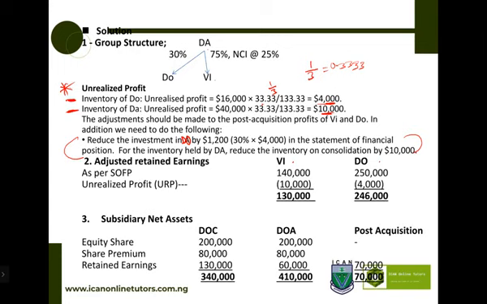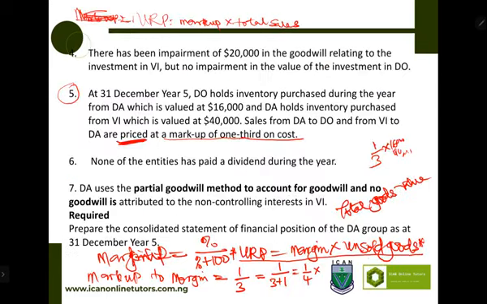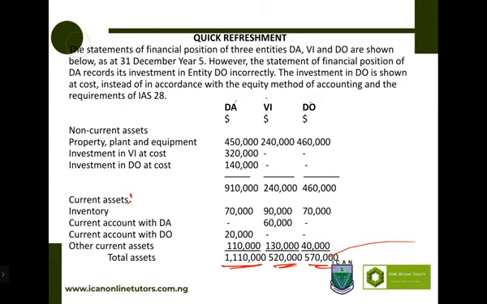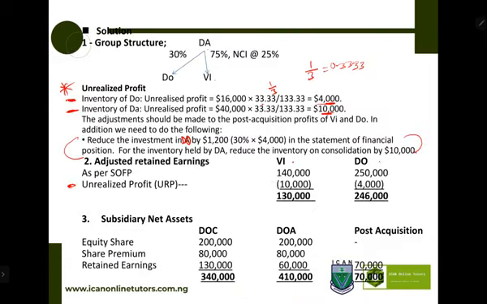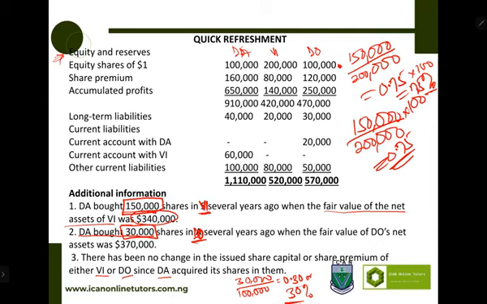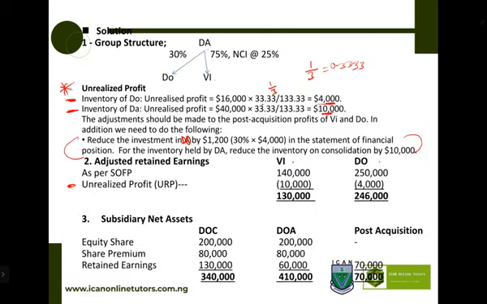So let's go to our adjustment in earnings since we've gotten our unrealized profit. You have as per statement of financial position, retained earnings. Accumulated profit, don't forget, you remember I told you that. Accumulated profit means retained earnings. I told us that it can be accumulated profit, it can be retained earnings. So for V is 140, for DO is 250,000. So look at that. For V, 140, for DO is 250.